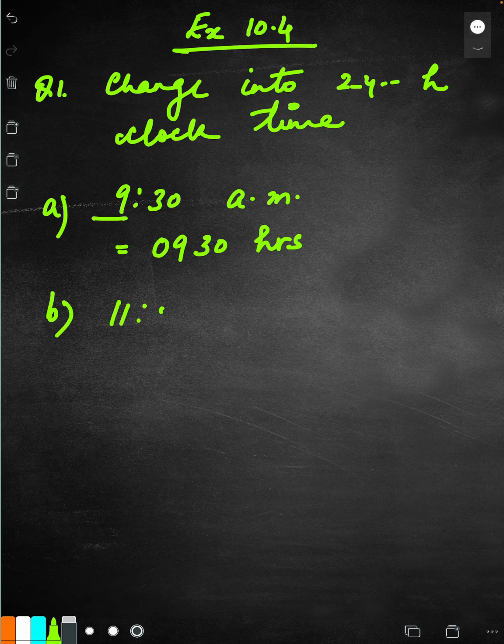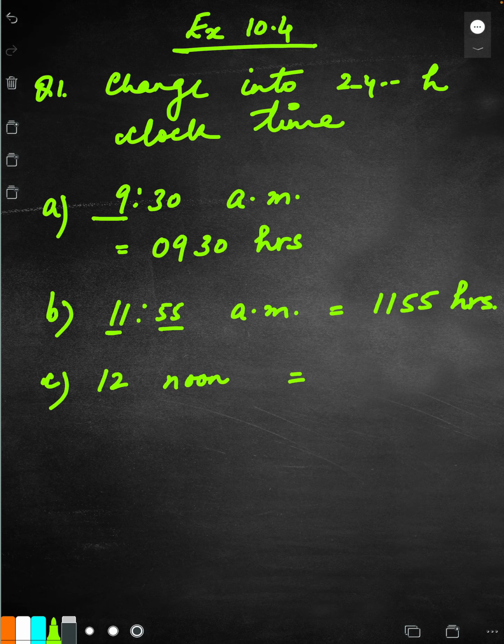I will explain question by question so that it is very clear to you by the end. The B part is 11:55 a.m. As I just said in the previous question, the AM timings are supposed to be written as they are. This is equal to 11:55 hours. You remove the colon, write the hours and write the minutes. The C part, 12 noon. 12 noon is written as 12:00, I showed you in the video. 12:00 hours.